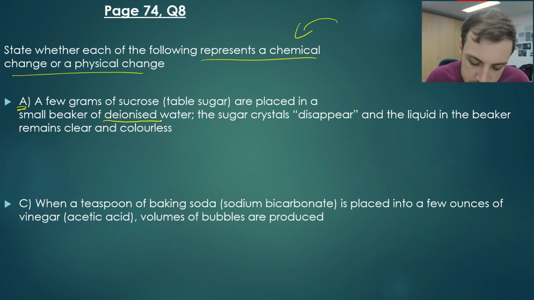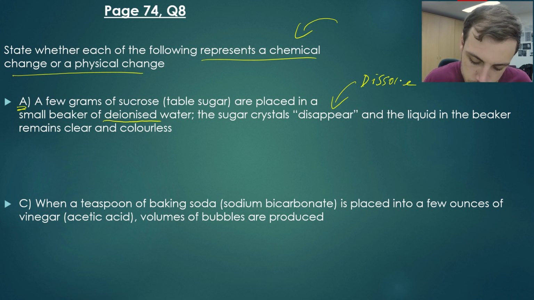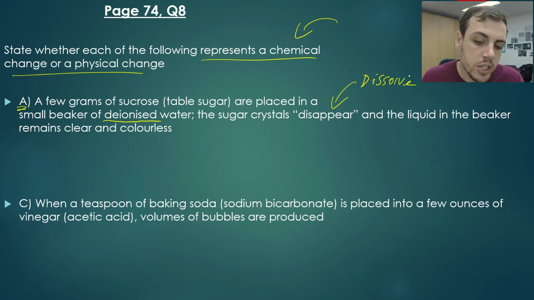Now, the sugar crystals disappear. I think a better word for that would be dissolve. So the sugar crystals dissolve and the liquid in the beaker remains clear and colorless. So now we've got to think to ourselves, is this a chemical change or a physical change? A couple of questions that we ask ourselves is, one, can we reverse this? Is there something that we can do to separate the water and the sugar again? And the answer is yes.